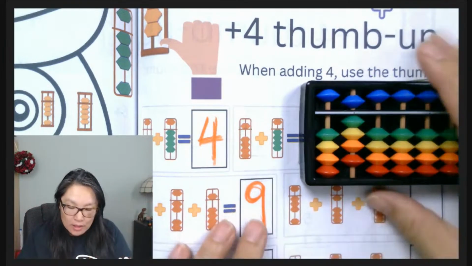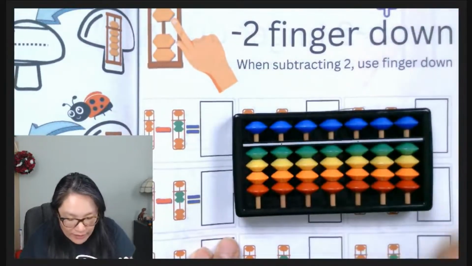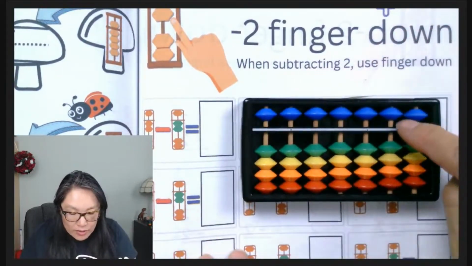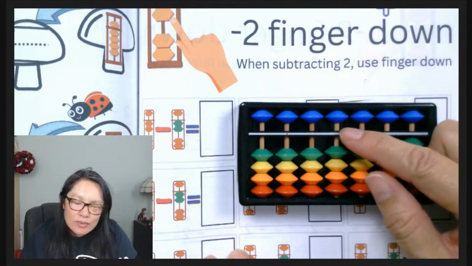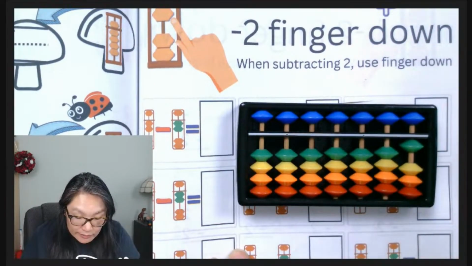Yes, we can. So after 4, we do the minus, and then it's the same thing. We know we have to take it away from the horizontal bar. So this is the horizontal bar. Sometimes they call it the reckoning bar. Sometimes they call it the beam.